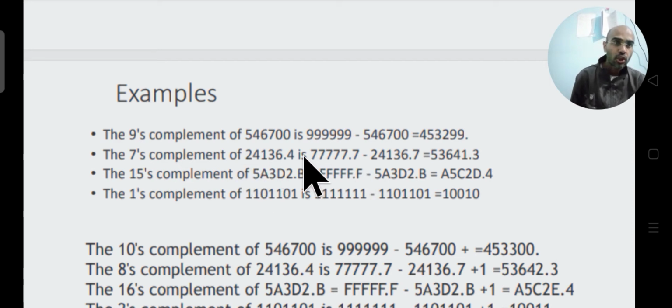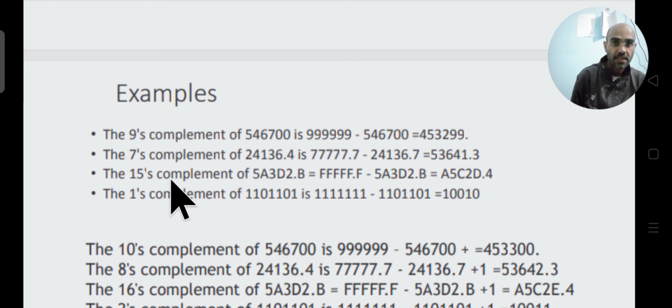The simpler method, for memory: I have explained how to do it, but you can just remember that if you have to determine the lower complement, then subtract the given number from all 7's, or say, all F's. So F's are 15 in the 15's complement. In the hexadecimal number system, F is equal to 15, so we have to consider 15 for every digit. This will not be difficult, this will be very easy for you.